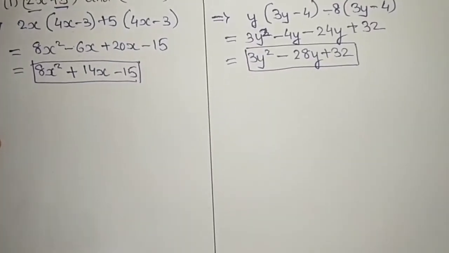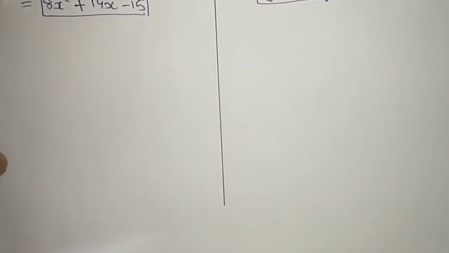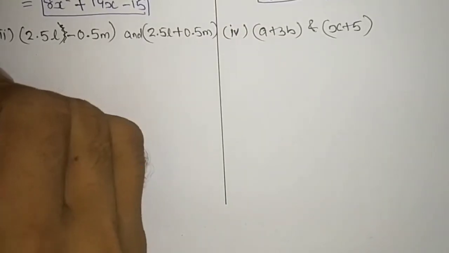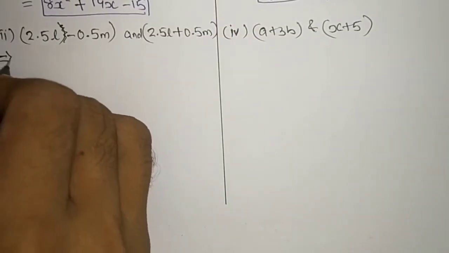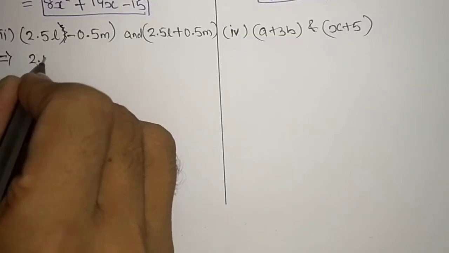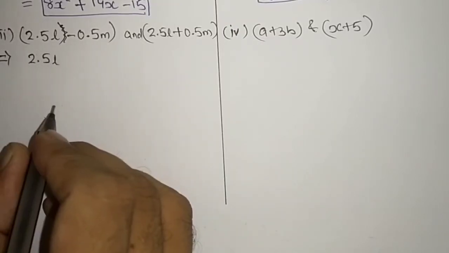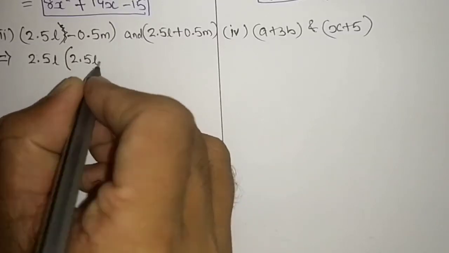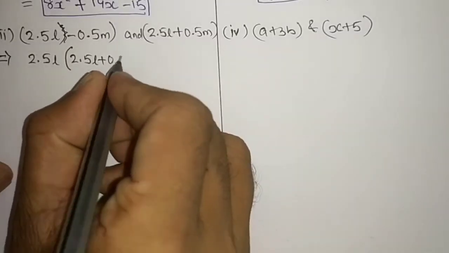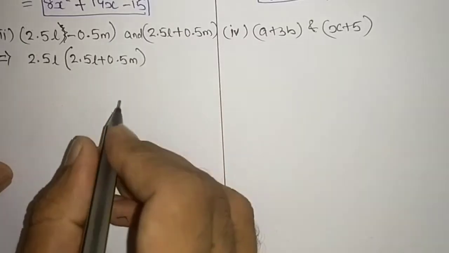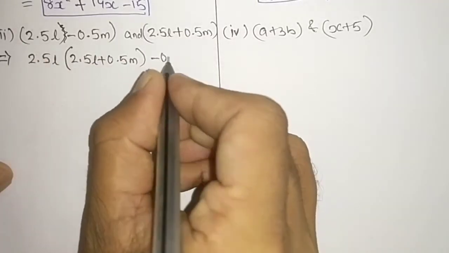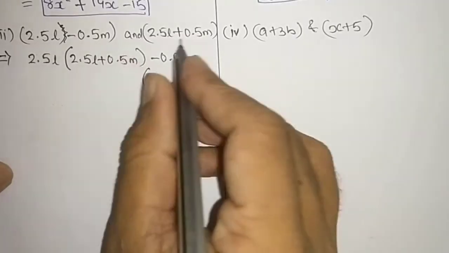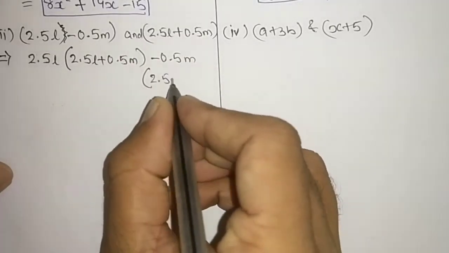Now moving to the third part, first let me write it down. So the third part, same way we will multiply. We will take the first term of the first binomial and multiply it with the whole second binomial. Then minus 0.5m, we will multiply it with the whole binomial.